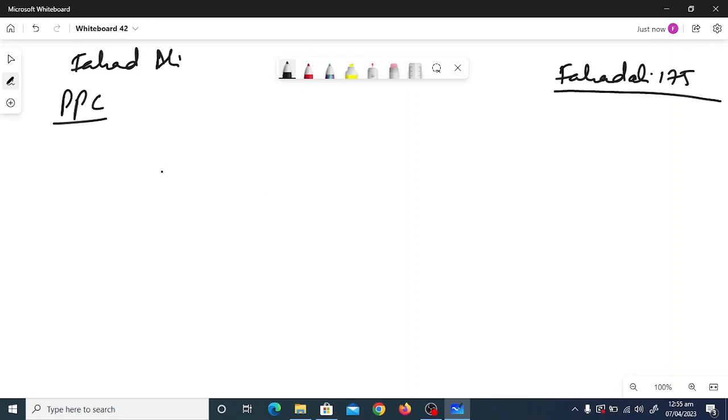So let's start with the video. Production possibility curve, as the words suggest, production possibility, shows the maximum possibility of a country. It shows the maximum a country can produce with the given resources.